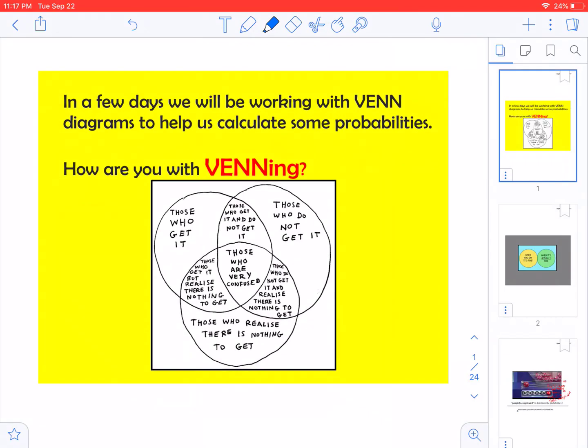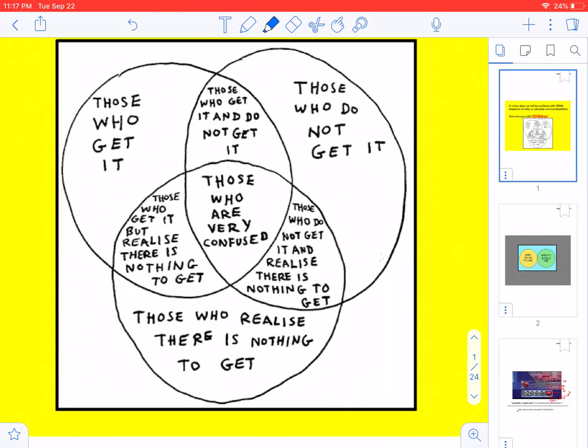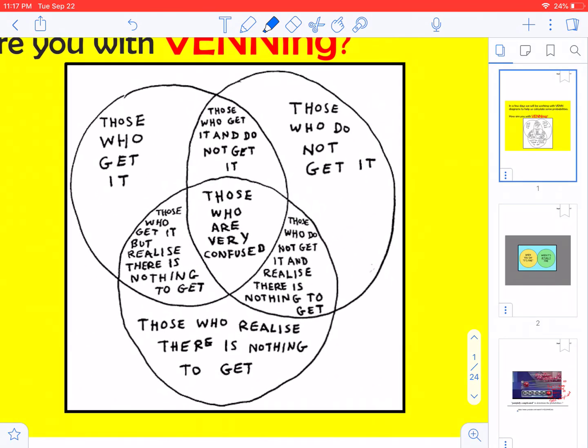Unit 2. In a few days here, we're going to be talking about Venn diagrams. And so here's a Venn diagram, which I'll zoom into. Kind of a humorous one. Hopefully you understand that there's three main regions here, and there's overlapping going on. And we'll talk about these.